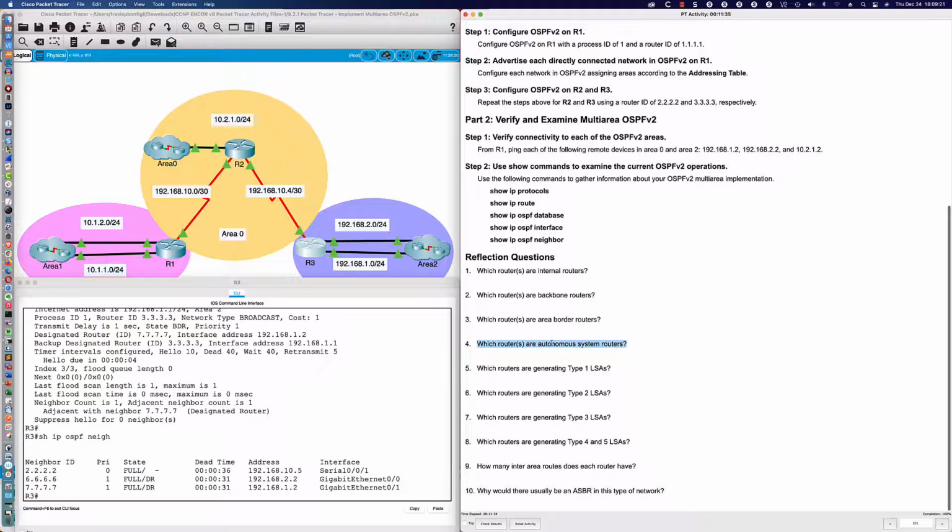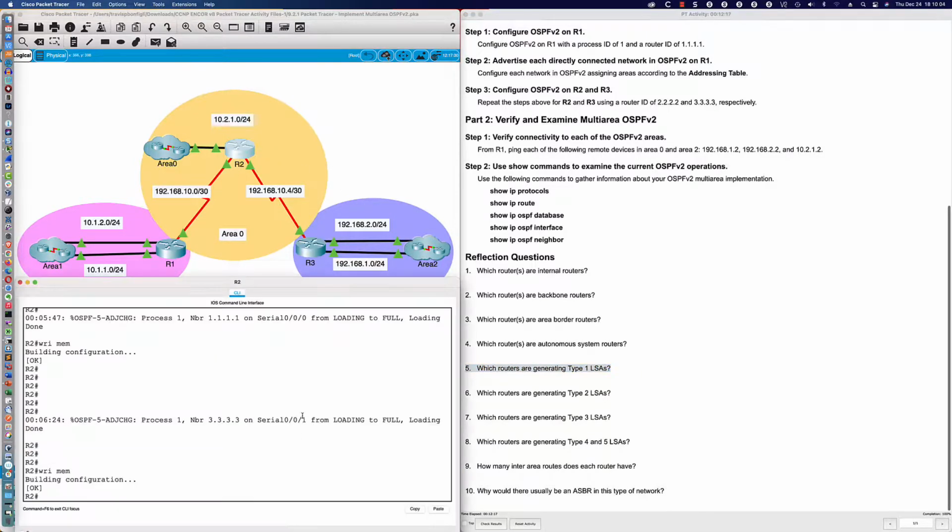Now, remember what I just said. Autonomous system boundary router or autonomous system border router. Those two terms are synonymous with each other, and we're going to be expanding on those shortly. Now, which routers are generating the type 1 LSA? And again, remember, this is what the OSPF shortest path first algorithm, Dijkstra's algorithm, is all about in terms of constructing the graph of the network. It's dependent upon those type 1 LSAs.